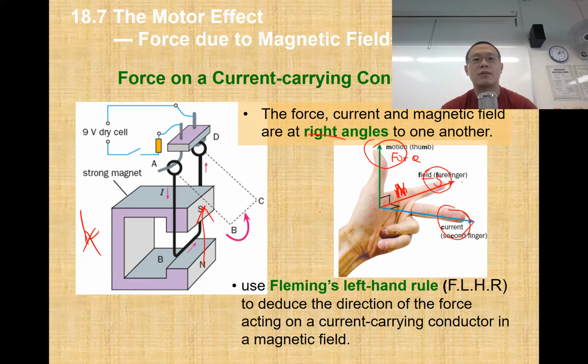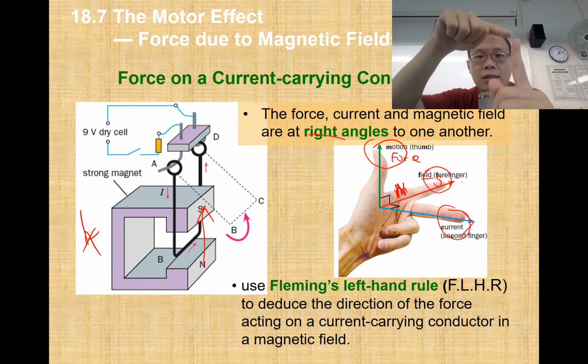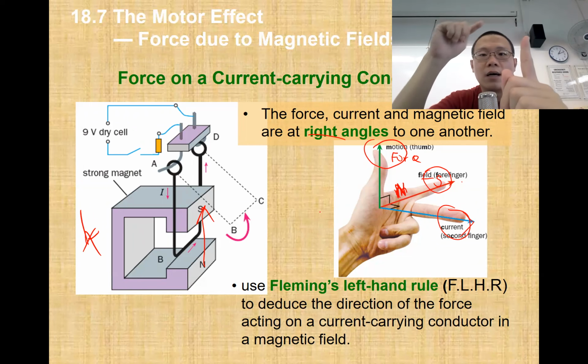Okay, so now let's take a look. The field line is pointing north to south, so my index finger will point up. Remember, the tip of the finger actually points south.